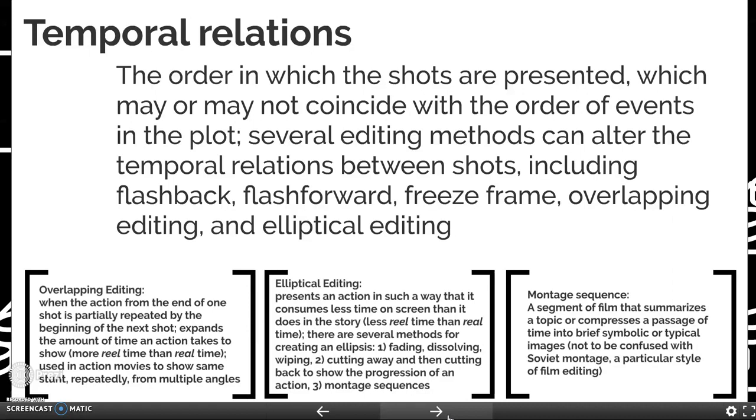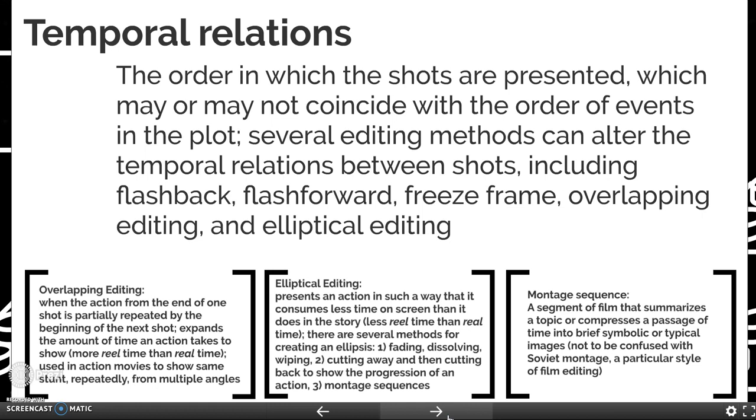So the order of events in a plot may or may not coincide with the way that the film actually presents those events. Different editing methods can be used to alter temporal relations between shots. Now, these include flashback, flash forward, and freeze frame, which you're probably already familiar with. Flashback is when we move back in time to something that happened earlier. Flash forward is when we move ahead in time to something that hasn't yet happened. And freeze frame is essentially where you just freeze what's happening in the frame so that you can focus on it for a little while.